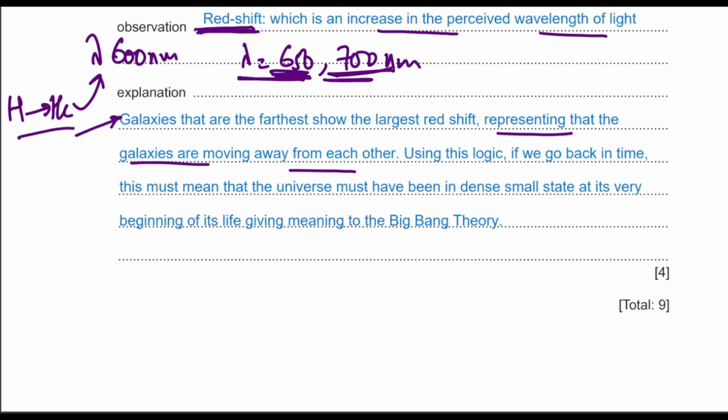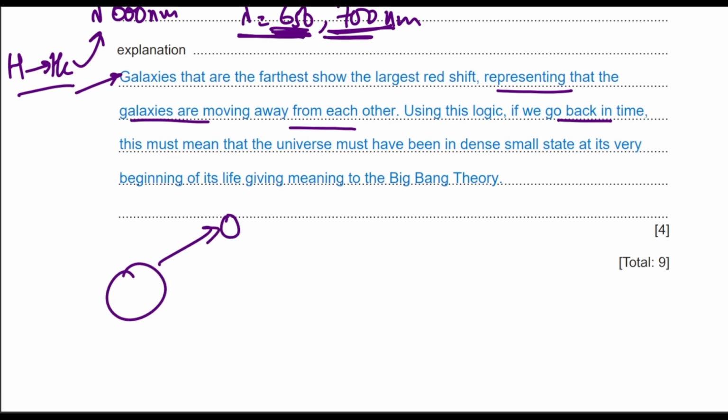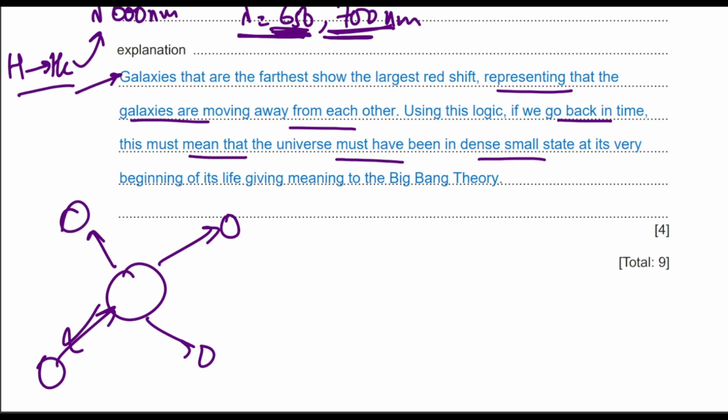Now, we argue that if they are moving away from each other today, there must have been a time in the past, if we go back in time, when they were all together. If today they're moving away, there must have been a time when they were together as one big lump. So this means that the universe must have been in a dense, small state at its very beginning, which means that the Big Bang theory is true. This Big Bang has happened, and this has caused the universe to come into existence as we see it today.